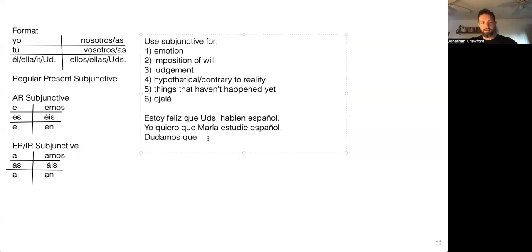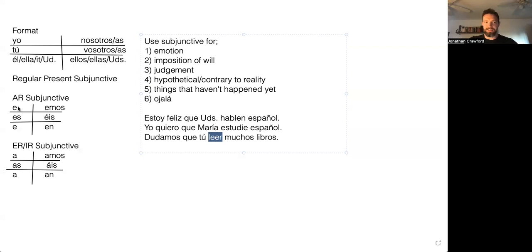Dudamos que, and then let's say, I don't know, tú. Dudamos que tú, and then leer muchos libros. We doubt that you read a lot of books. Leer is in the infinitive form. We have to change it. We have to conjugate this verb. Obviously, it's going to be subjunctive because that's what we're working on.